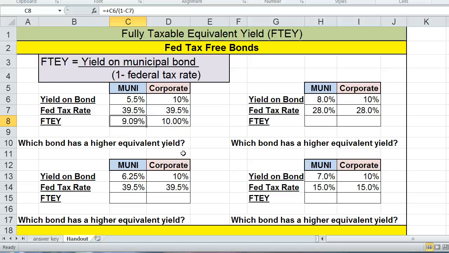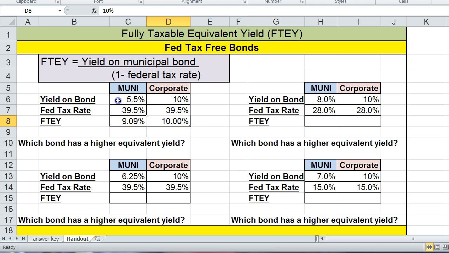Now in this handout, we're going to be looking at municipal bonds, discussing their tax advantages and how to calculate and compare them to corporate bonds. The FTEY, the fully taxable equivalent yield, is a formula that helps us convert a municipal yield into an equivalent taxable yield. A corporate bond is already expressed in a fully taxable yield, since you pay full taxes on a corporate bond, and that's why you don't see any change between the yield and the fully taxable equivalent yield, because they're the same thing.